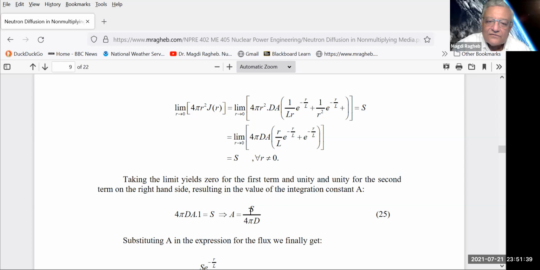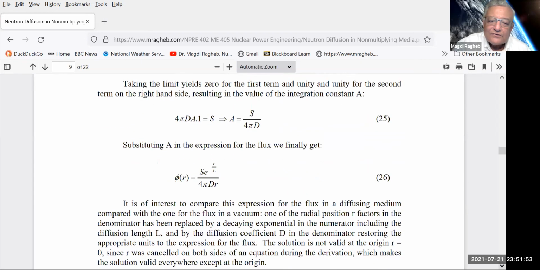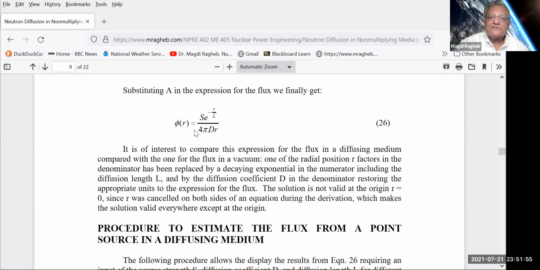So S is equal to 4 pi dA, and consequently, we can solve for A, which is S over 4 pi D. Now, we said that the solution was A multiplied into the negative exponential divided into r. So we have a solution for the flux as S, capital S, 4 pi D r in the denominator, and an exponential e to the minus r over L in the numerator.